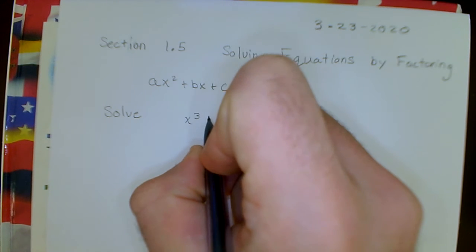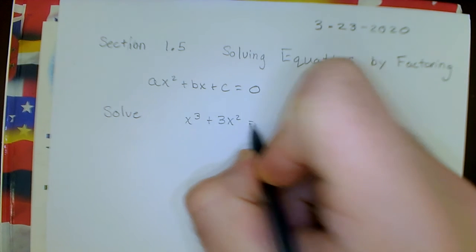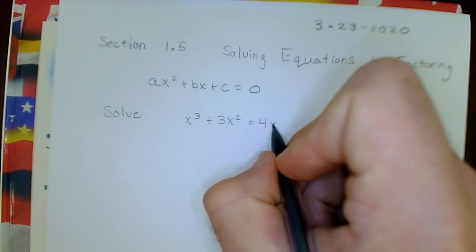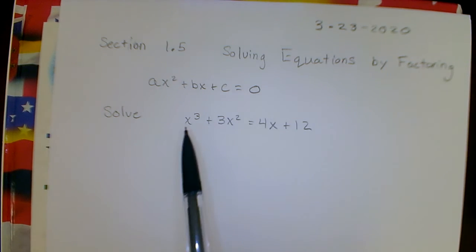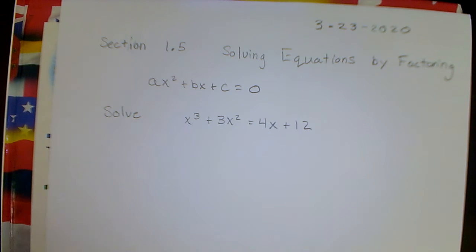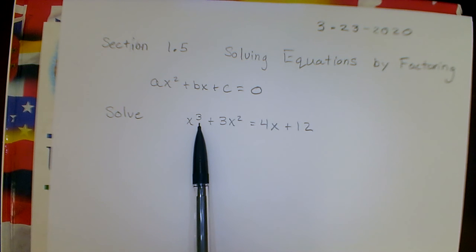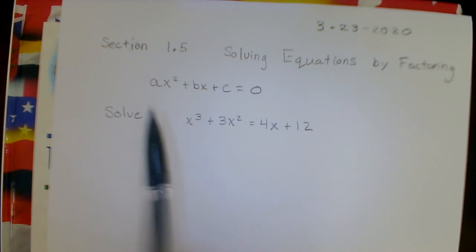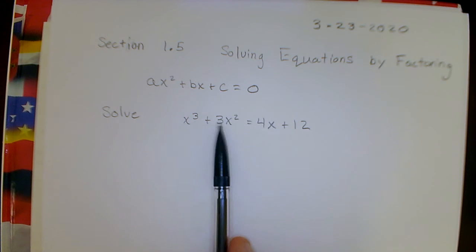x cubed plus 3x squared equals 4x plus 12. Okay, so this is not a quadratic equation because here we have a term that has an exponent that's higher than 2. So this x cubed term makes this a non-quadratic equation.